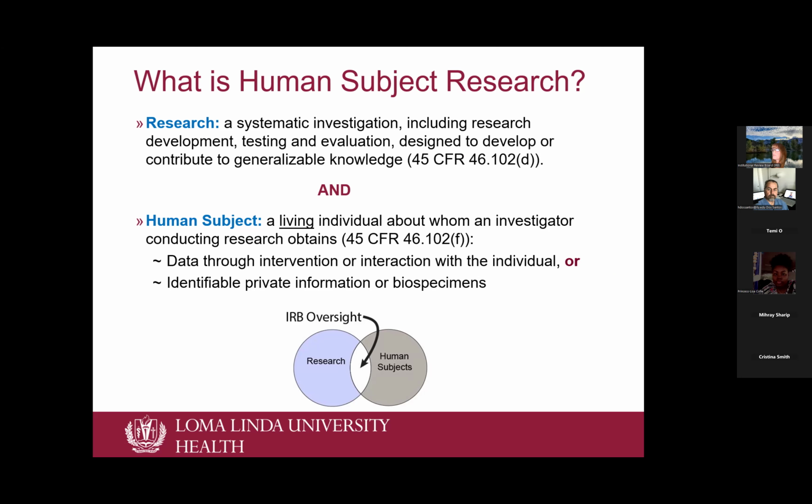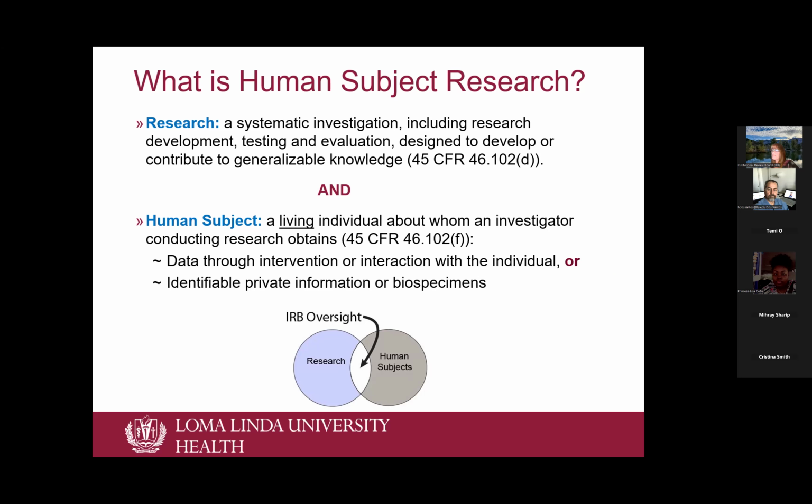So in determining whether your study is going to meet that definition as research, it needs to be a systemic investigation, including research development, testing, and evaluation, designed to develop or contribute to generalizable knowledge. With that being said, as you're doing your protocol and your IRB application, there's going to be a section for you to include what are the benefits of your study. We're looking to see what is the benefit to your subject and what is the benefit to society. There may not be a benefit to your subject, and that is okay. You just need to let us know that, but we need to at least have a benefit to society, or it won't qualify as a human subjects research study.